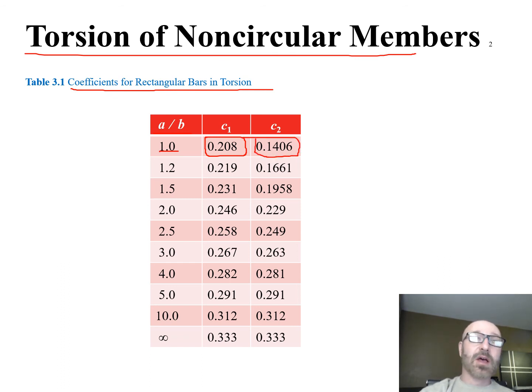Now let's just say we had a value of 2 for our a over b ratio. Well, these are our corresponding C1 and C2. So this is what we'll use as we go up all the way through, and this just is up to 10, and then for infinity we end up with 0.333, so this is what it approaches as we get towards infinity.